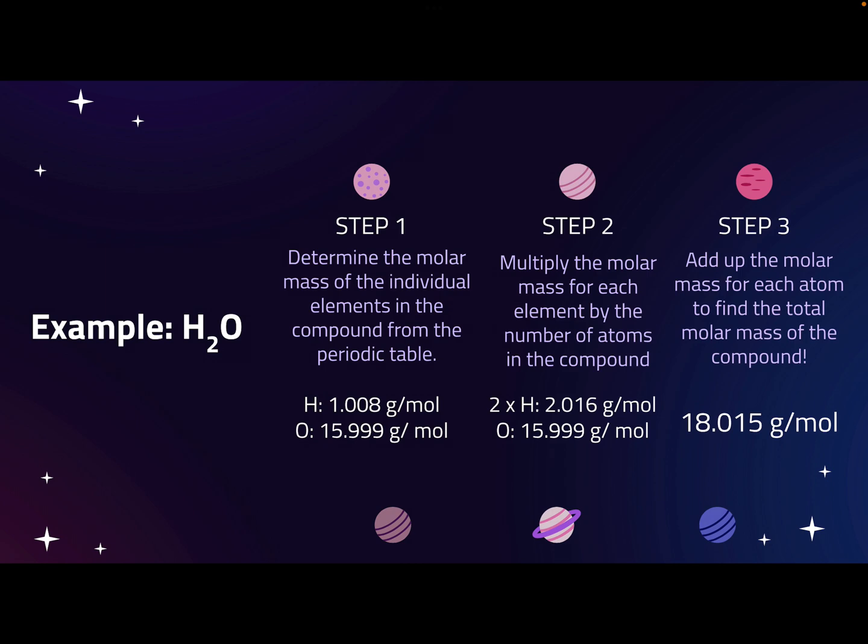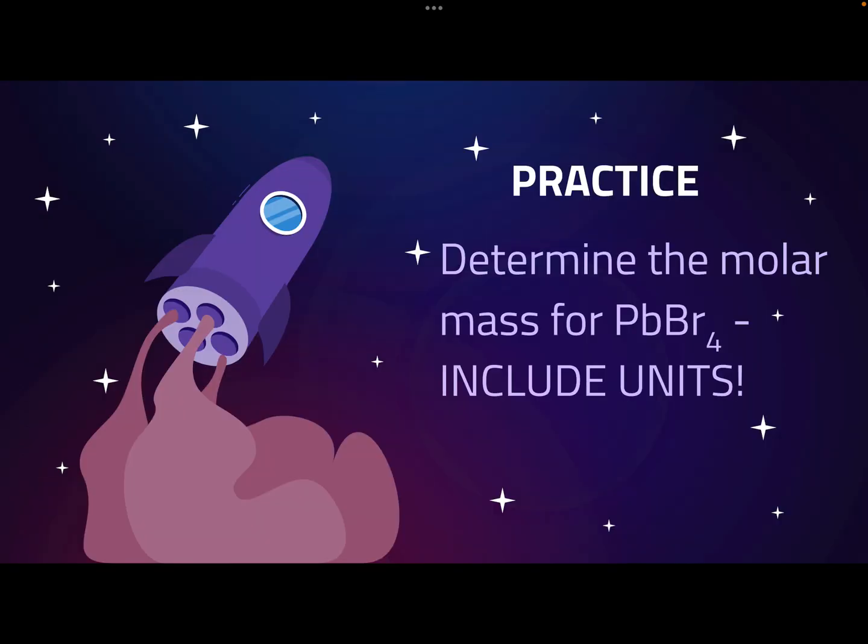You're going to now do an example for lead(IV) bromide, PbBr4. I'd like you to take a stab at finding the molar mass for this compound, and then you're going to go ahead and check in with the answer key, and then you are finally done with this lesson.